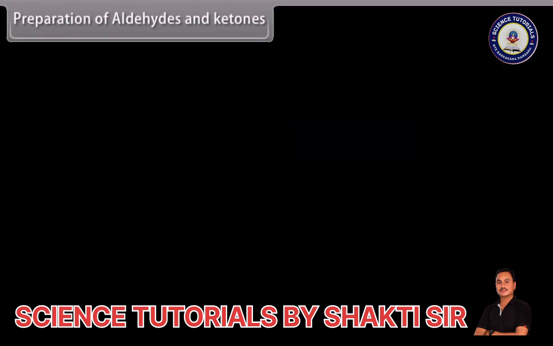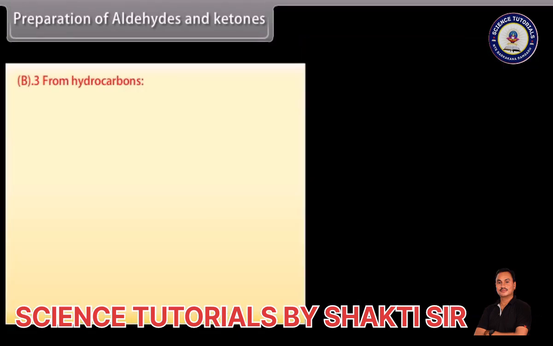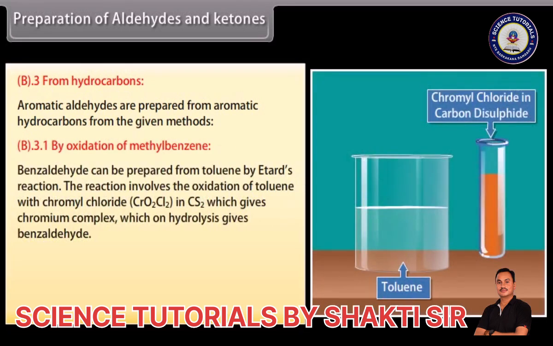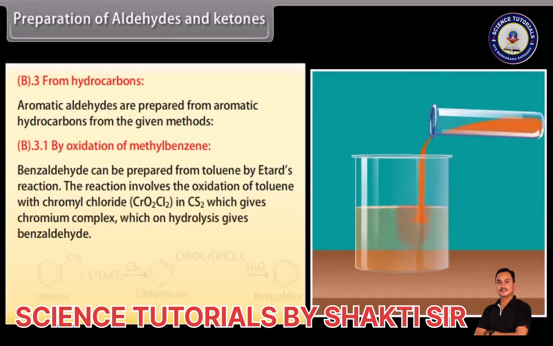Preparation of aldehydes and ketones from hydrocarbons. Aromatic aldehydes are prepared from aromatic hydrocarbons by the given methods. By oxidation of methylbenzene. Benzaldehyde can be prepared from toluene by Etard's reaction.